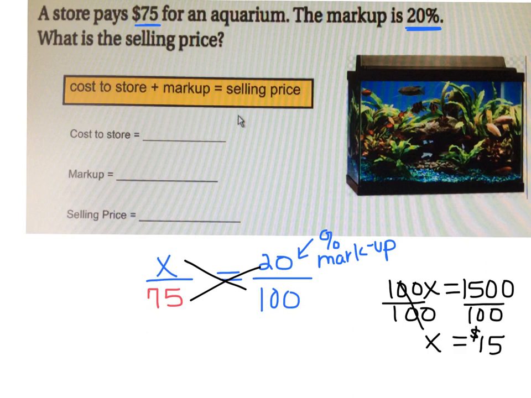Okay, now remember, this is a markup. So again, I was looking, if I had the percent of markup, now here's my actual markup. So I'm going to come fill in these blanks up here. So the cost to the store had to pay $75 for the bike.